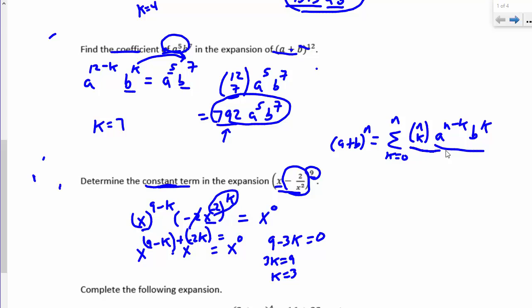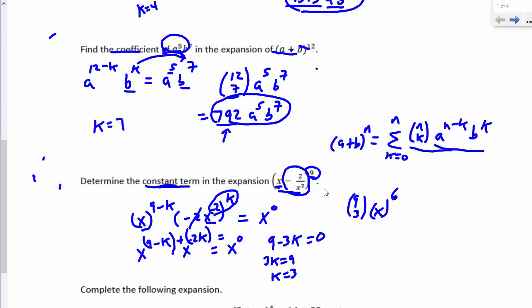We're going to use this right here again. So n and k. We're going to have n being 9. K I just told you is 3. And then we're going to have a. My a term is this x right here, and that's to the power of n minus k. So 9 minus 3 is 6.